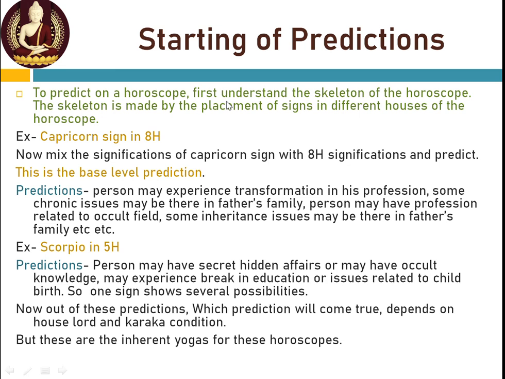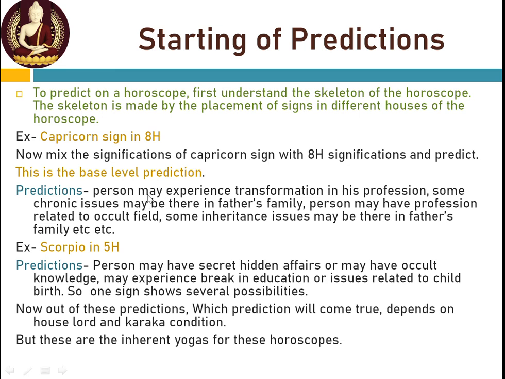Now starting off the predictions, how to predict. See, to predict on a horoscope, as I already told you, you have to first understand the skeleton of the horoscope. What is the skeleton? The skeleton is the horoscope having signs only, not planets. So you have to understand the placement of different signs in different houses of the horoscope. For example, the Capricorn sign is falling in the 8th house. Now mix the significations of the Capricorn sign or 10th house sign with the 8th house and predict. So this is the base level prediction and this is the inherent yoga.